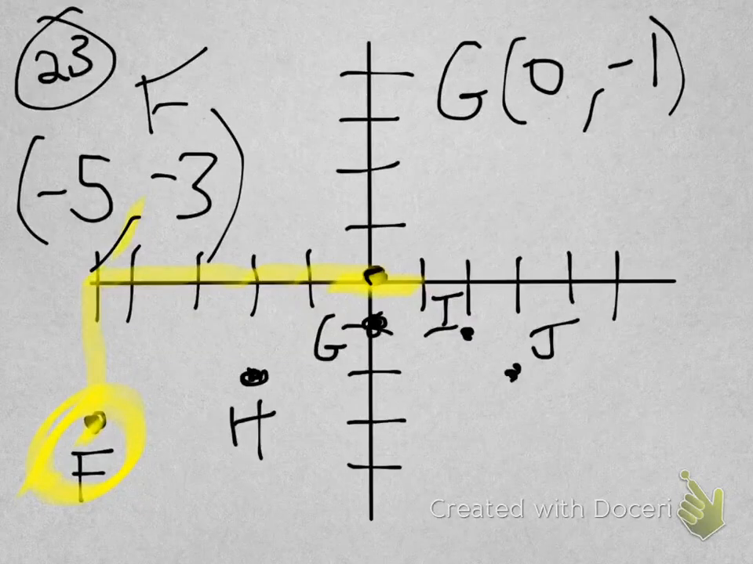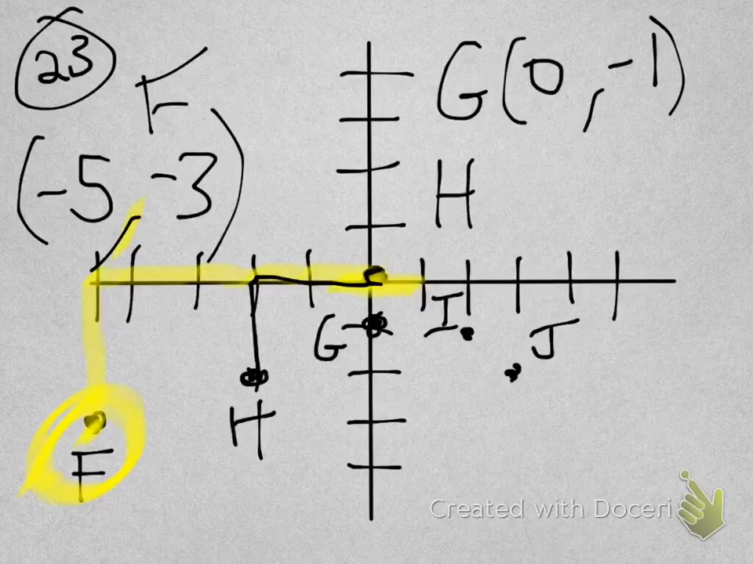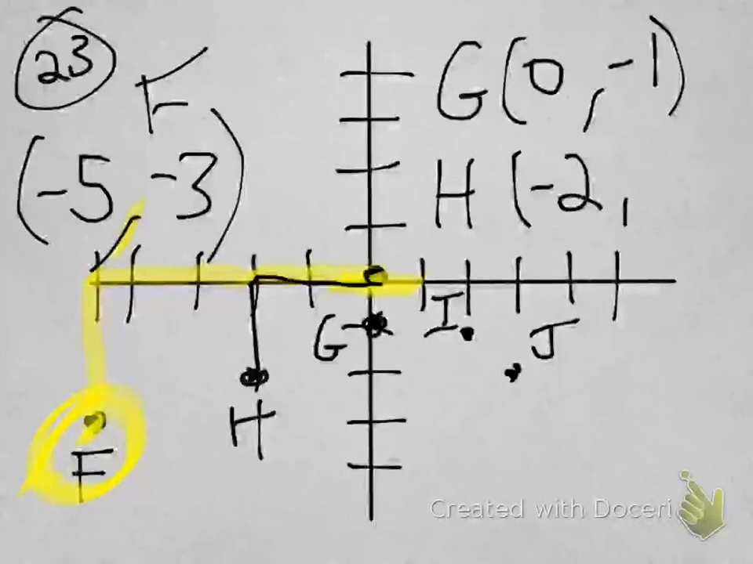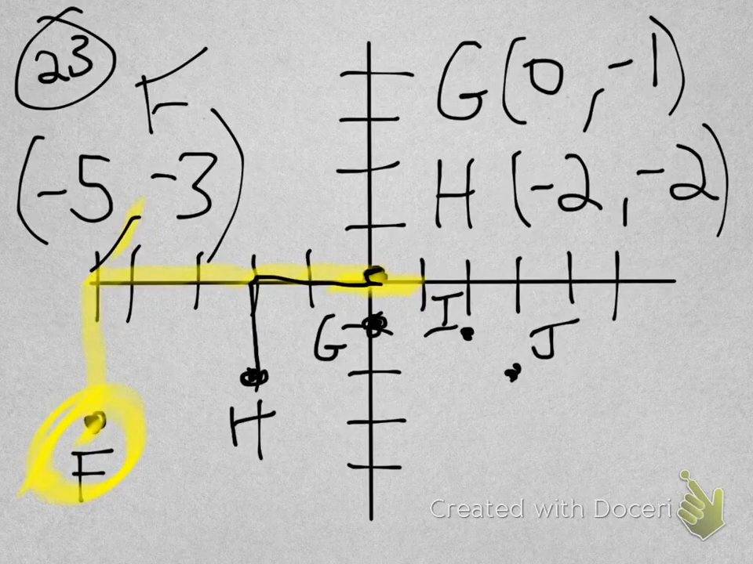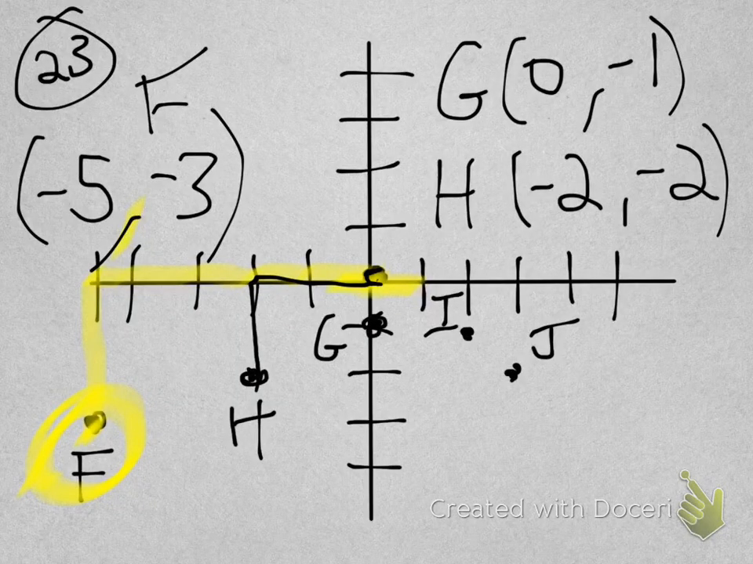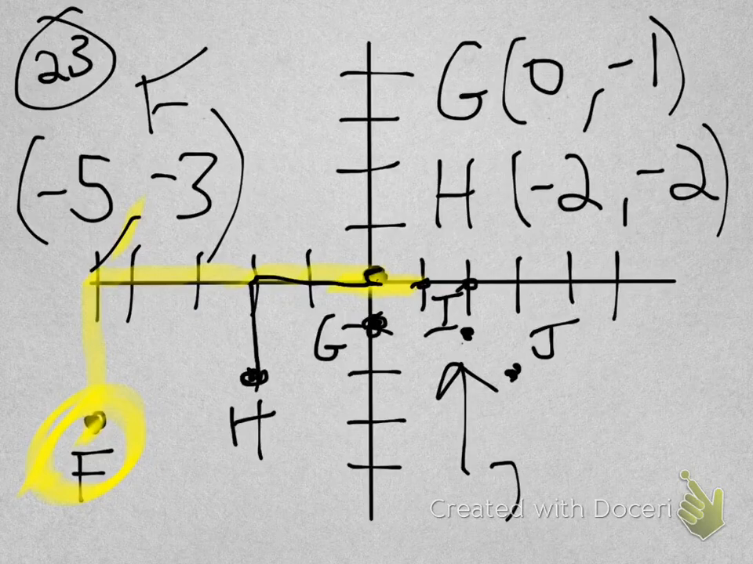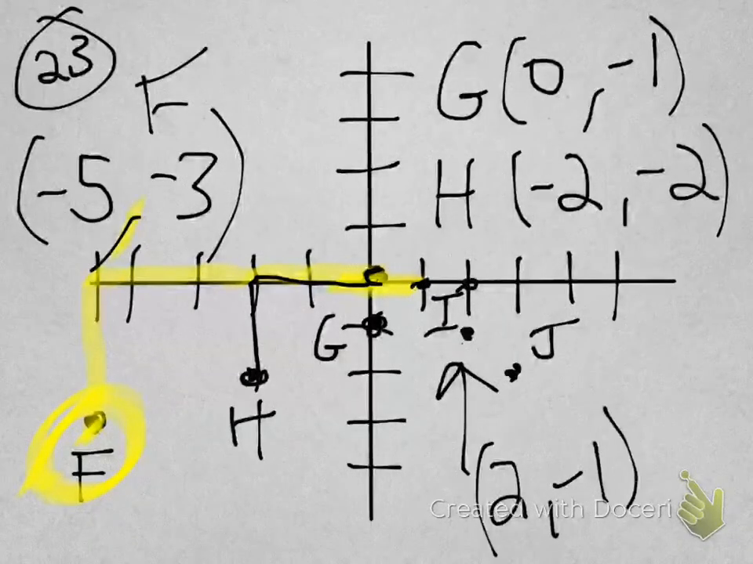Now we go to h. We're going to go to the left again, 1, 2, and then we go down 2. So that means h is going to be to the left 2 is negative 2, and then down 2 is also negative 2. Now i is on the other side, so the x value is going to be positive, so we go over 1, 2, and then we go down 1, and that point's going to be at 2, negative 1.